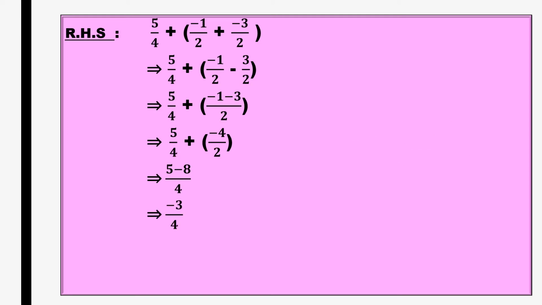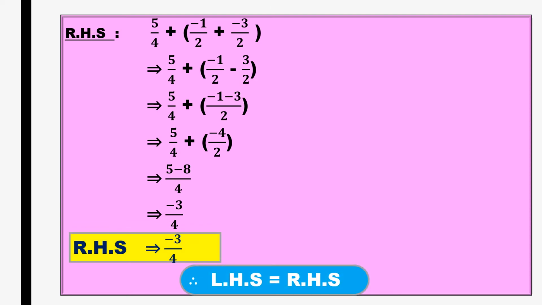So LHS also we got minus 3 by 4. So therefore we can write LHS equal to RHS. Okay. Or else you can directly do RHS, LHS parallelly. And if they are equal, you can put LHS equal to RHS. If they are not equal, you can put LHS is not equal to RHS. Clear? So let us go to the next question.